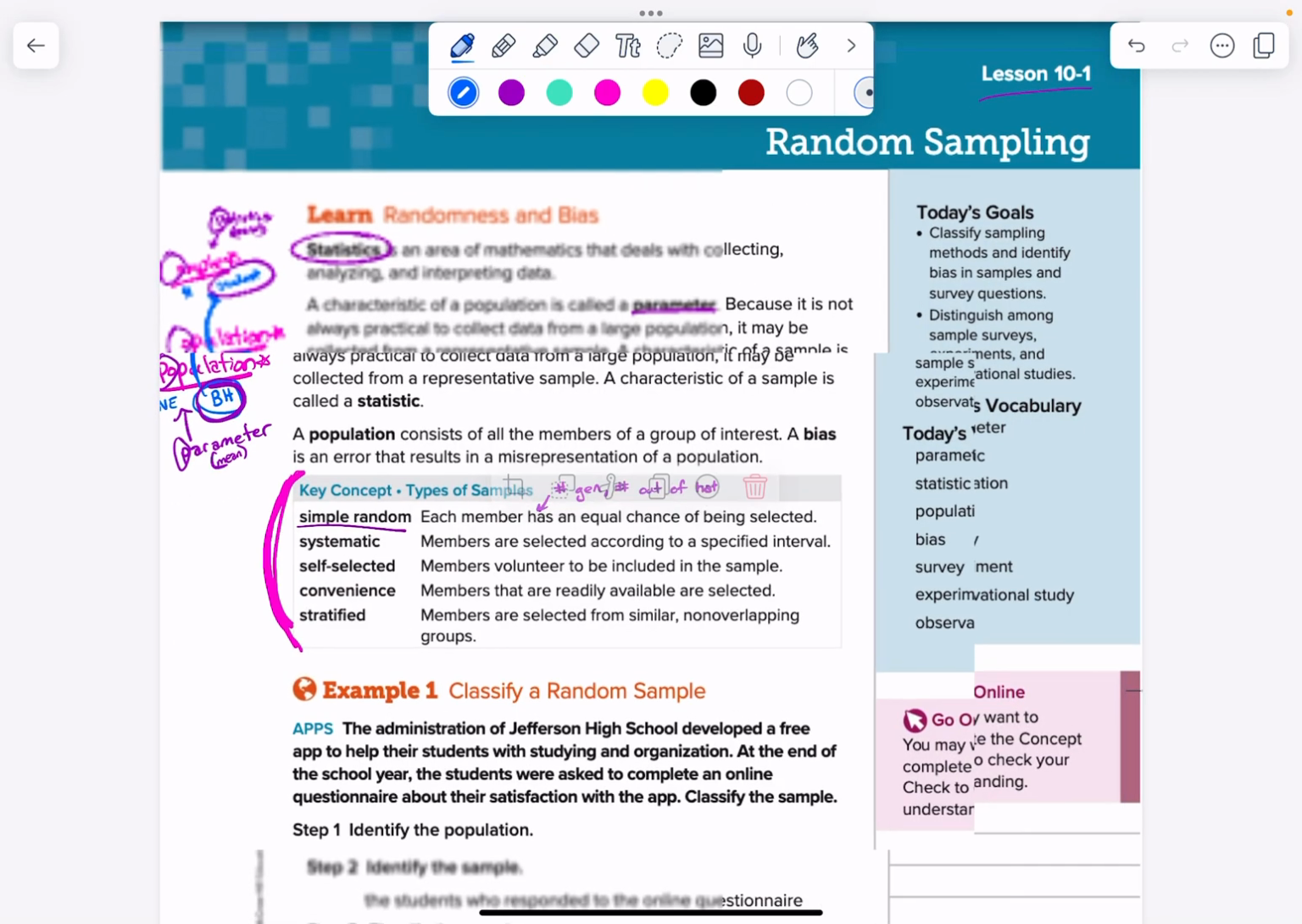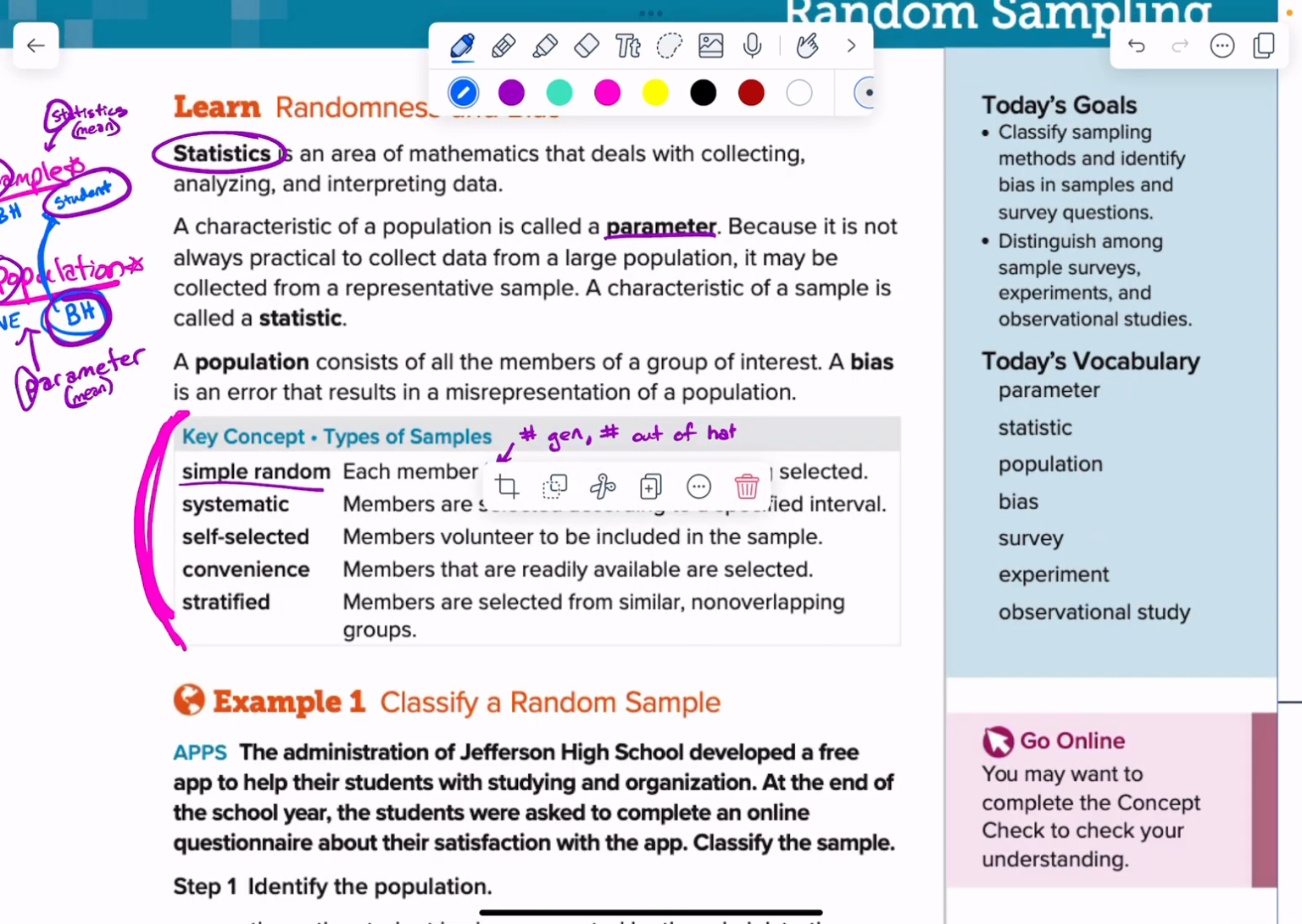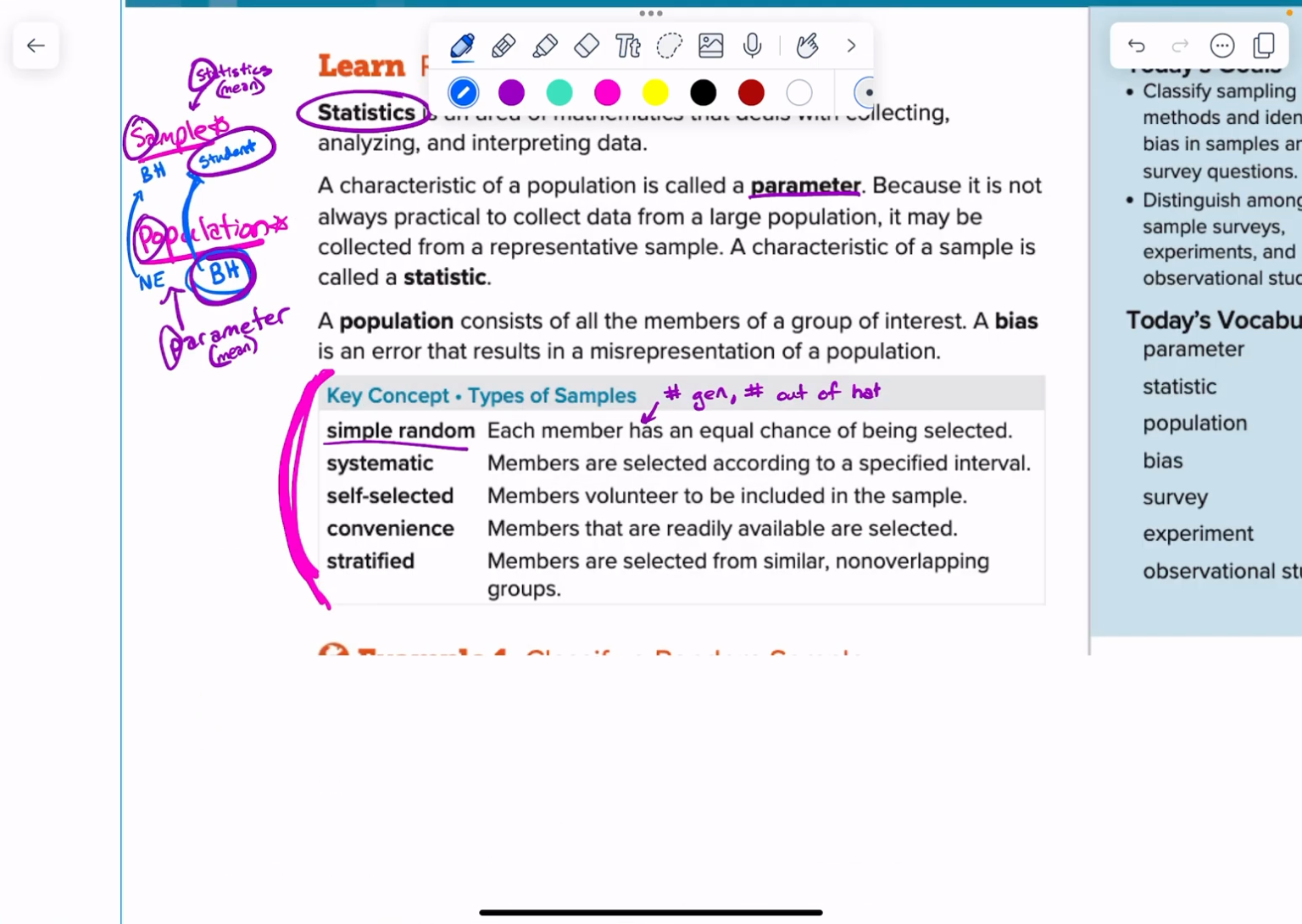Oh, shoot. Best method to do when you're choosing the sample. Let me see what's going on here.